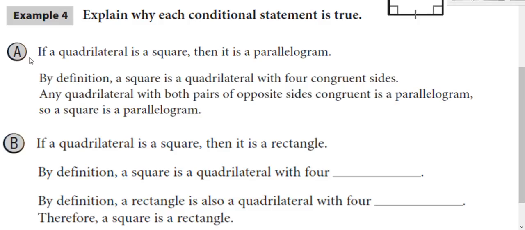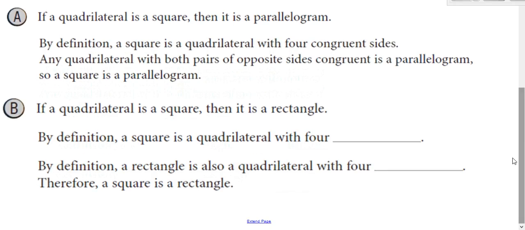So here's a statement, and then these ones are actually written out for you. If a quadrilateral is a square, then it's a parallelogram. So basically it's asking, is it true that if a shape, a quadrilateral, is a square, then it is automatically a parallelogram? Does it have to be a parallelogram? And yes, that's true, because a square is a quadrilateral with four congruent sides, which means both pairs of opposite sides are congruent, which means it's a parallelogram. So yes, a square is a parallelogram.